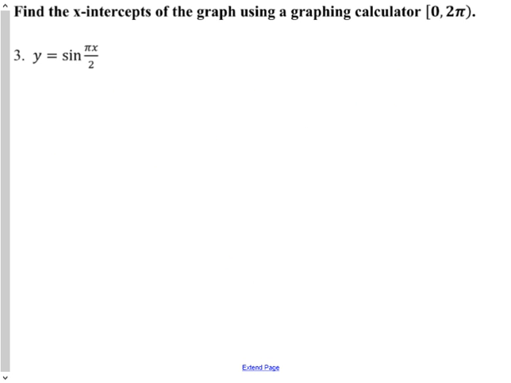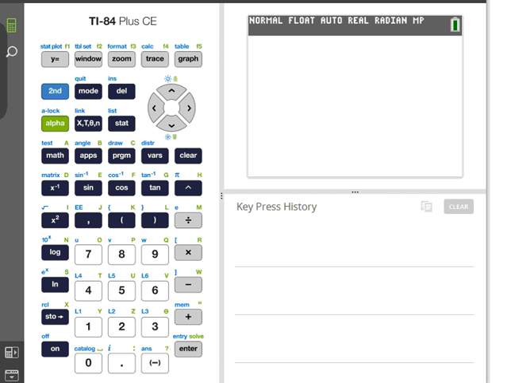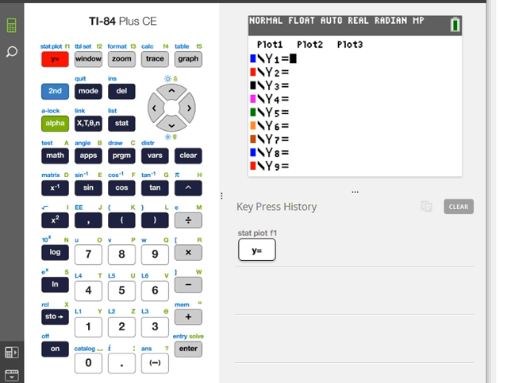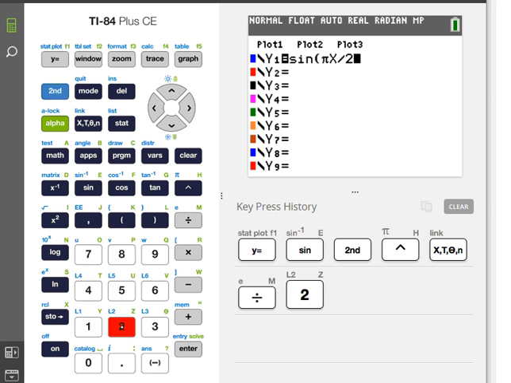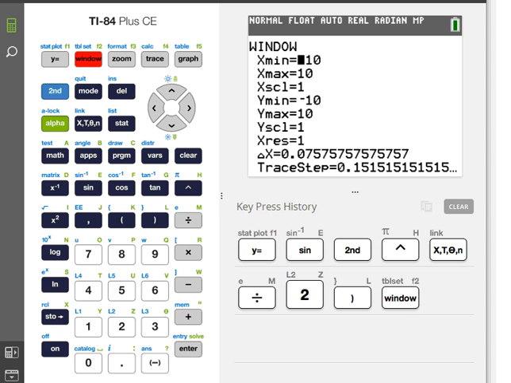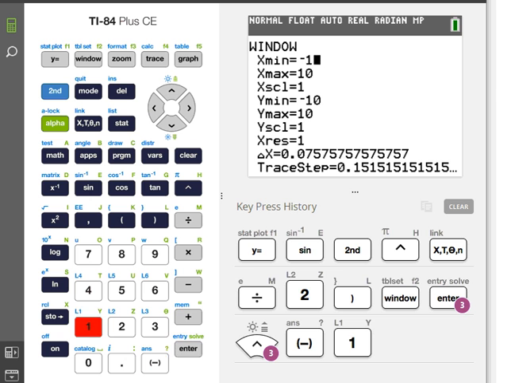Next, we're going to find the x-intercepts of the graph using a graphing calculator. So here's the graphing calculator. Again, we are plugging in sine of pi x over 2. Sine, second pi, x button, divided by 2. And specifically it said to find all solutions between 0 and 2pi. So for the x value, we're just going to leave that. And we're going to move down to the y, x value, we're going to switch that to, let's say, -1 to 6.5.